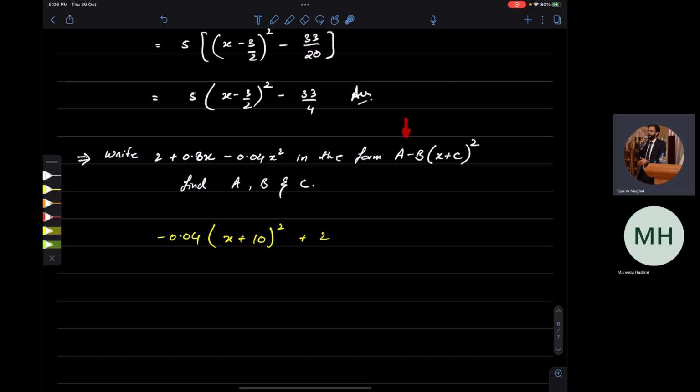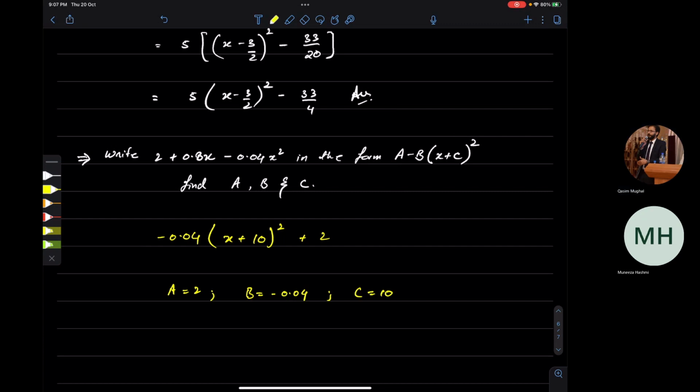So look, what is a? Look here, what in your answer looks like a? Look at the plus of 2. a is 2. And what about b? Look at the negative position of the 0.04. Nice. And what about c? 10. Great. Okay, b is not going to be negative 0.04 because this negative is this one basically.